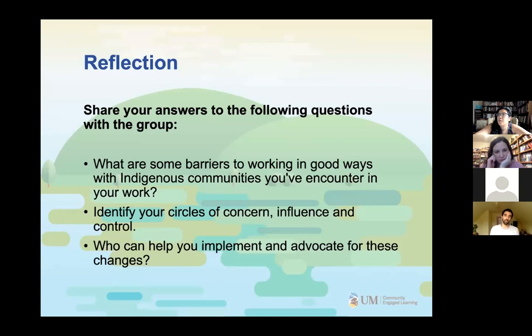And then lastly, who can help you implement and advocate for those changes, both at the institutional or the grassroots level? So you might talk to your supervisor, you might talk to the Indigenous VP at the university, someone at the Indigenous Student Center, different people for help, but also other people doing similar work in the institution.